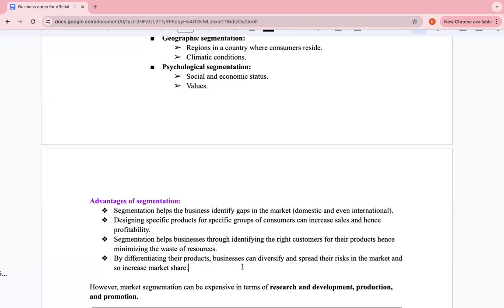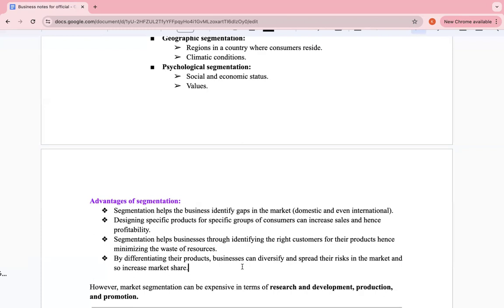So when you're really, really specific during this market research that you're investing your time and money in, you actually get to understand the ins and outs of the market. You get to understand exactly what these customers want. So when you're advertising to them, it will be clear and simple, and you don't have to invest as much money and time into that, because you already know exactly what the customer wants, so they're automatically buying your product. Segmentation helps businesses identify the right customers for their products and hence minimize the waste of resources. I basically just explained that, but that's it.